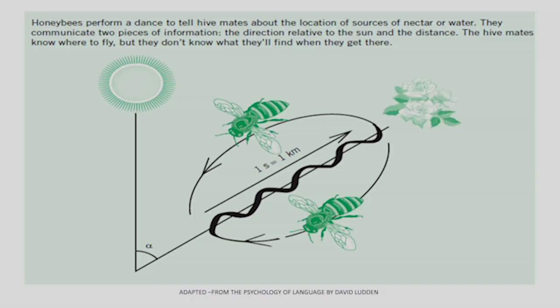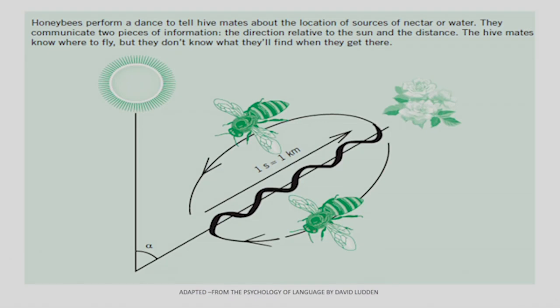Another interesting thing from this dance is the length of the waggle that they do. How far from the center of the dancing point, from the center of the start point, is the honeybee actually dancing? The greater the length, the greater the distance of the nectar. Let's have a look at it.